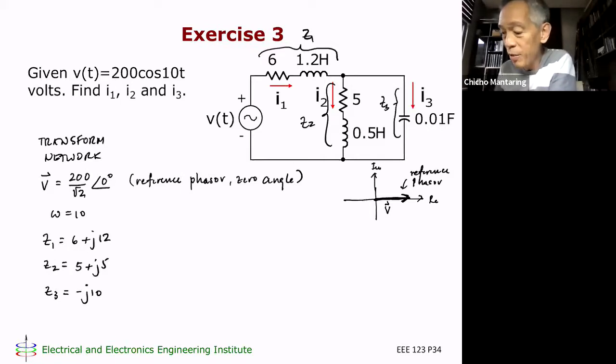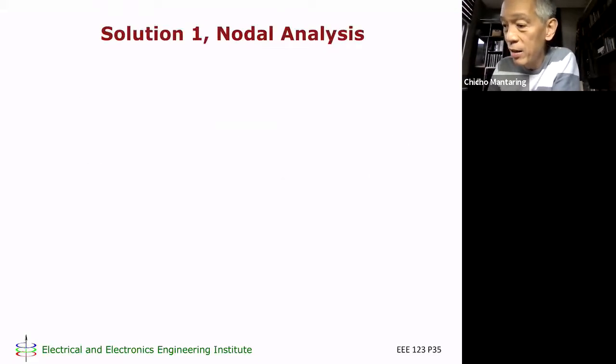So it's 1 over j omega C, which is minus j over omega C. Omega is equal to 10 times 0.01, so that's 0.1. So 1 over 0.1 is 10. So minus j10. Okay, so this is now my transformed network. How do I solve this? What I want is I1, I2, and I3. So this is V, 200 over the square root of 2 at an angle 0 degrees.